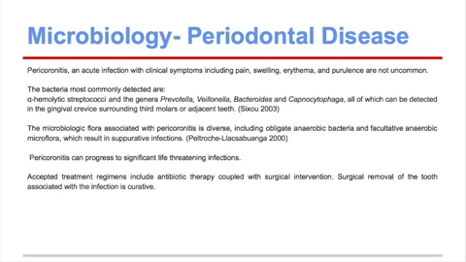The microbiologic flora associated with pericarditis is diverse, including obligate anaerobic bacteria and facultative anaerobic microflora, which result in suppurative infections. Pericarditis can progress to significant life-threatening infections. Accepted treatment regimens include antibiotic therapy coupled with surgical intervention. Surgical removal of the tooth associated with the infection is curative.